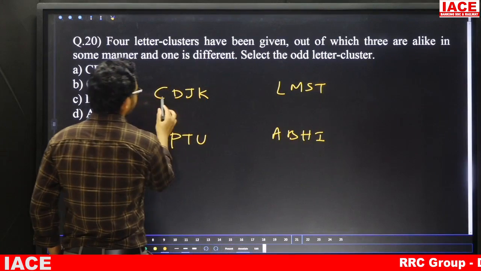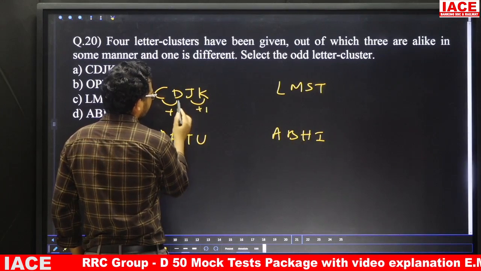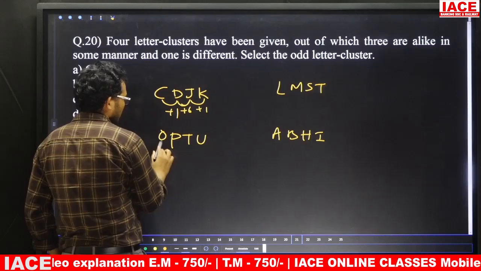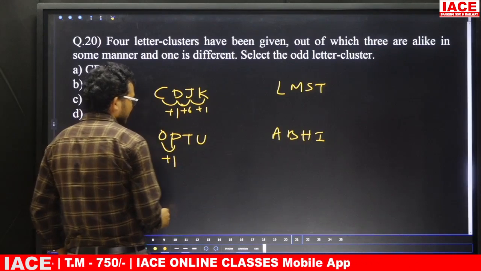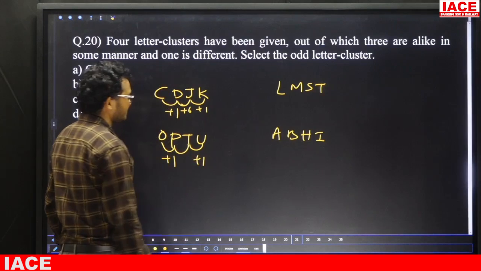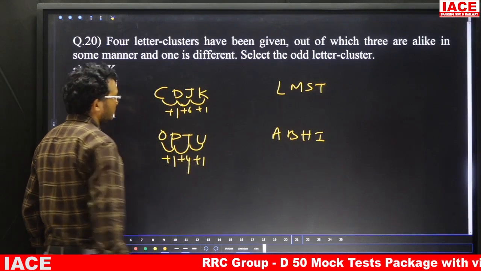C and D logic is +1. Next, J and K logic is +1. D and J logic is +6. O and P logic is +1. Next, T and U is +1. P and T: P's face value is 16, T is 20, and this is +4.